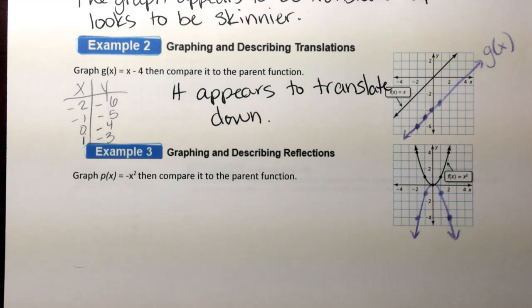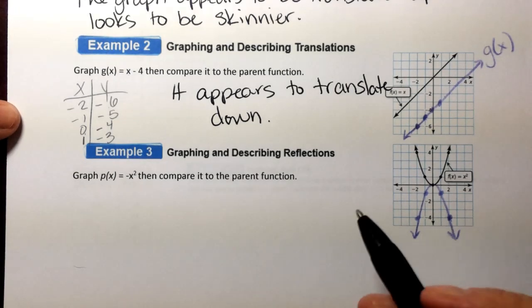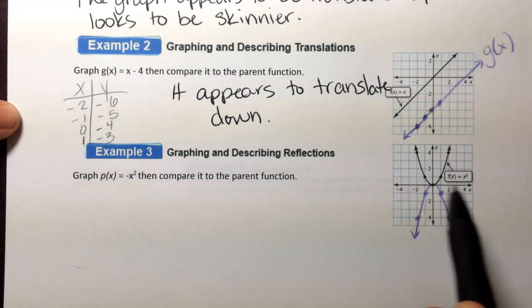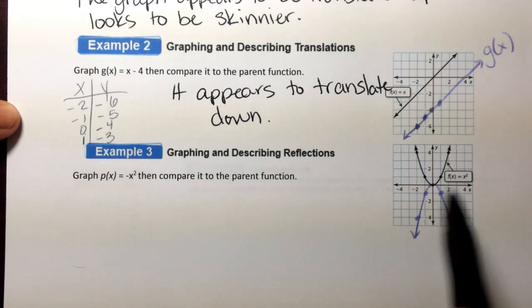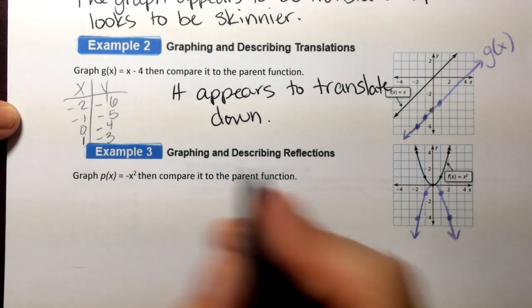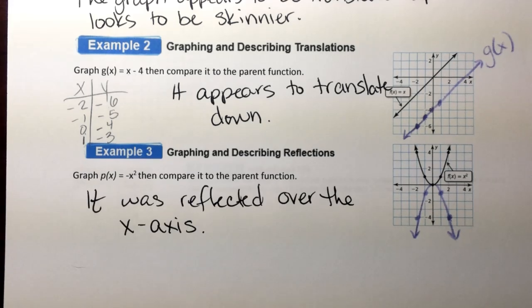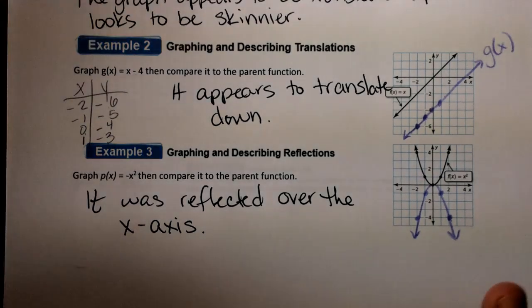All right, so now we need to compare it to the parent function. So this one, it's the same graph, it just flipped over the line, but we're not going to use the word flip. We're going to use our math words and say it was reflected over, and because it was flipped over this way, we're going to say over the x-axis. So it was reflected over the x-axis. All right, we're halfway there.